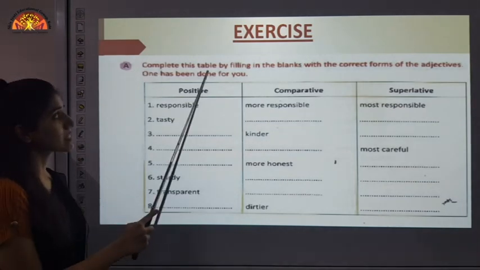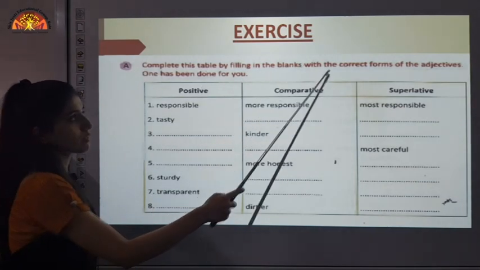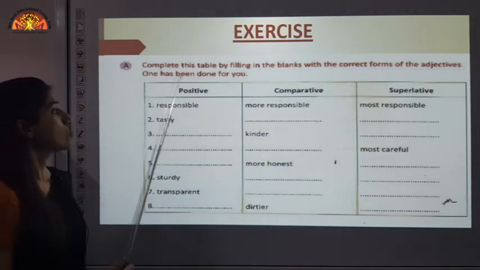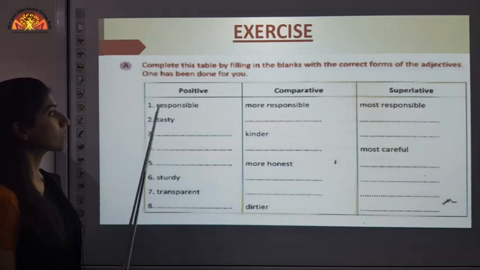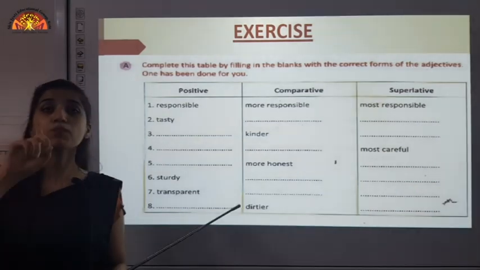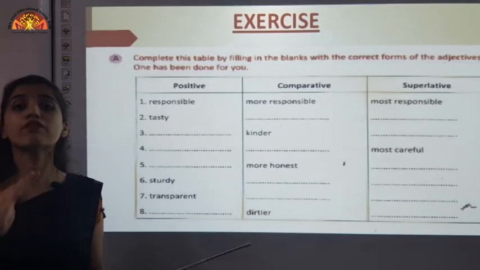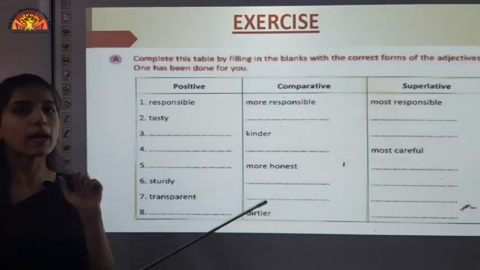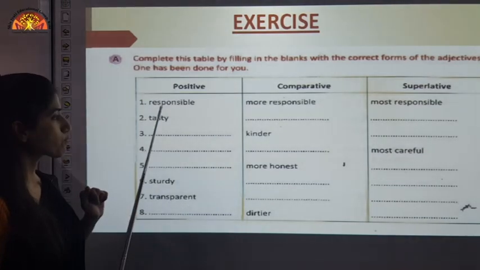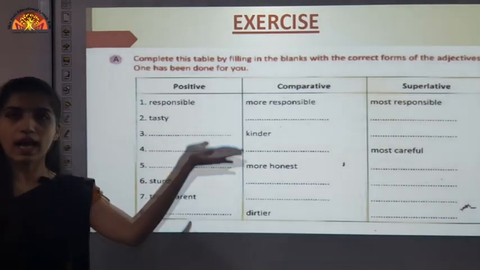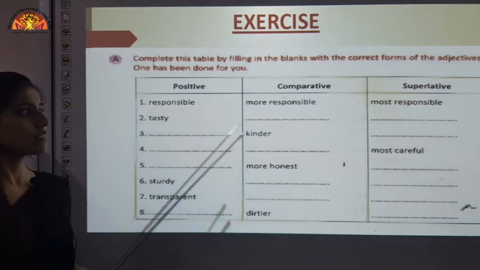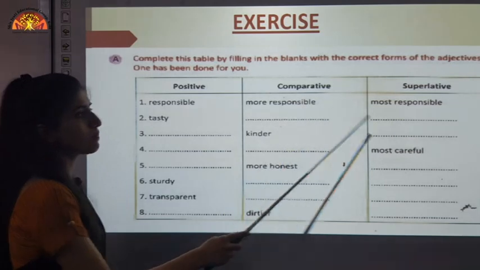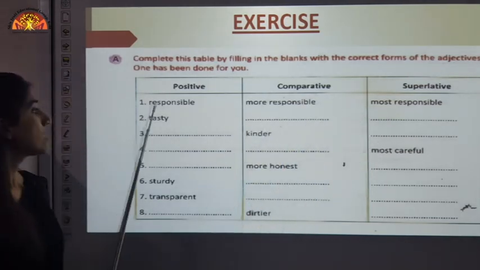Question A. Complete this table by filling in the blanks with the correct forms of the adjectives. One has been done for you. So here the first word is responsible. It's having more than one syllable, more than one vowel in it. So rule number 5 will be applied over here. We will be adding more and most before the word to form the comparative and superlative. More responsible and most responsible.